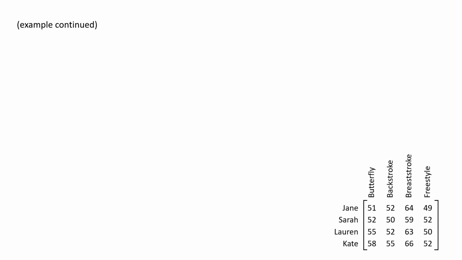So we'll write down our swimmers: J, S, L, and Kate. So Jane, Sarah, Lauren, and Kate. And over here, we're going to have butterfly, backstroke, breaststroke, and freestyle. Okay, so let's go back to our previous matrix.